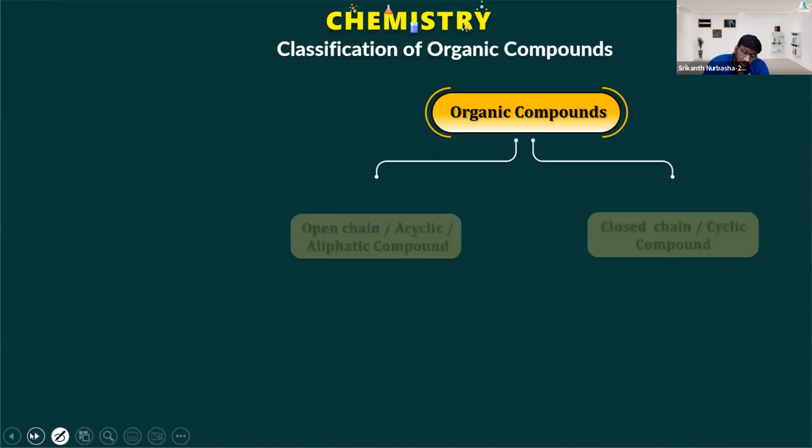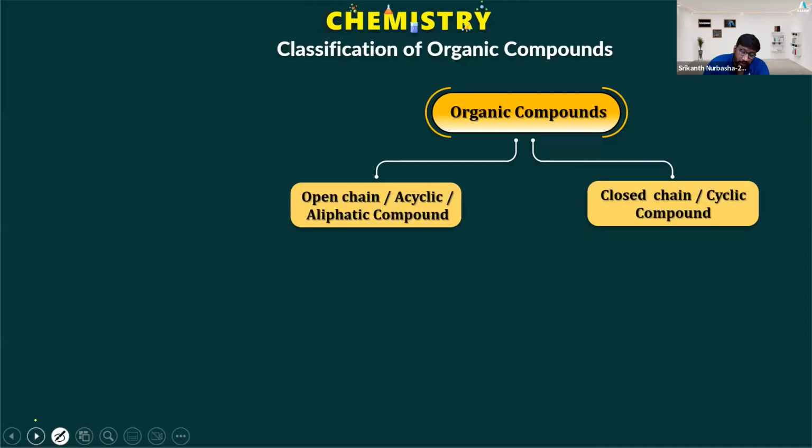Classification of organic compounds. Organic compounds are broadly classified in 2 types, like open chain or acyclic or aliphatic, and a closed chain or cyclic. Open chain means there is no cyclic chain present. Acyclic or aliphatic, it all indicates open chain compounds. Closed chain means ringed compounds like cyclopropane, cyclobutane, cyclopentane, cyclohexane, cycloheptane. All those are ring chains.